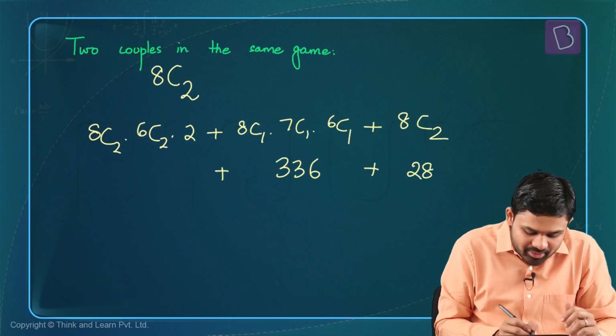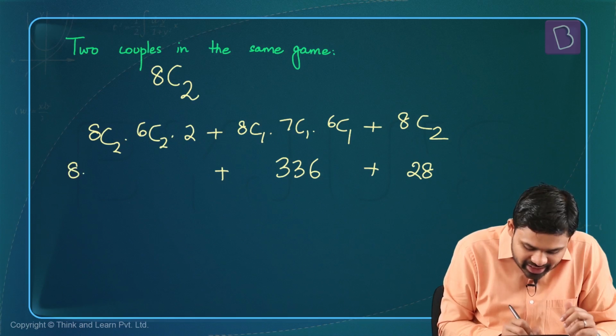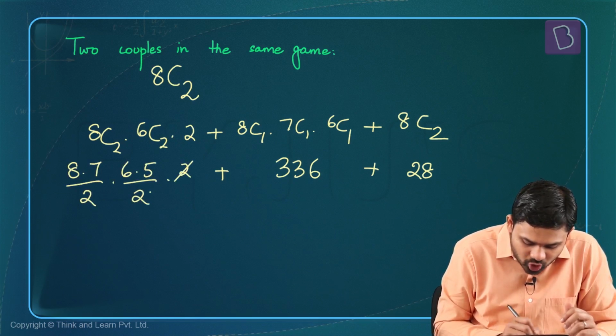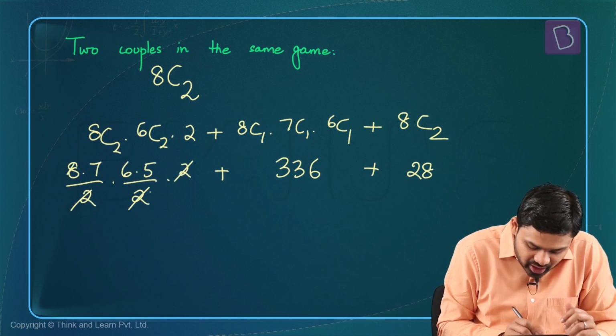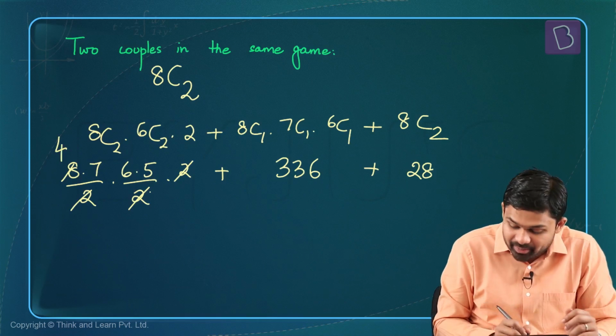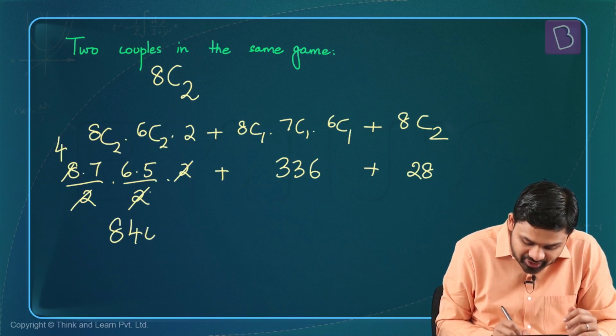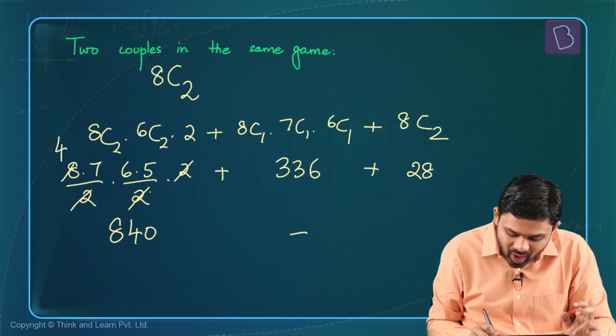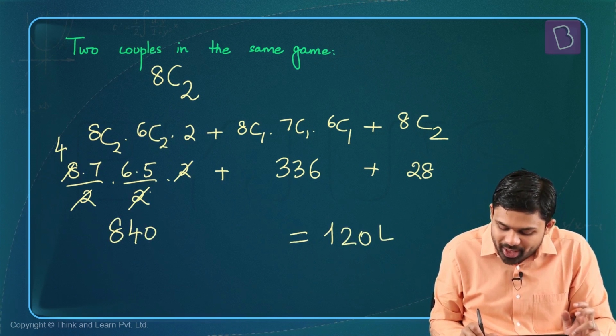And this is going to be a little more convoluted. It is going to be 8 into 7 divided by 2 multiplied by 6 into 5 divided by 2 multiplied by 2, which upon simplifying, you will end up getting a number which is going to be 840. So the total is 840 plus 336 plus 28. If you add all of them, you're going to end up with 1204.